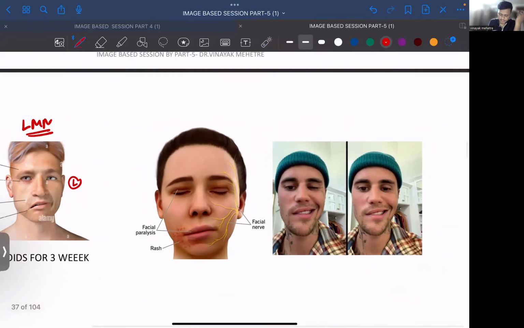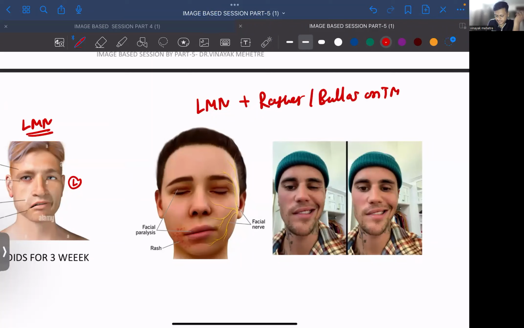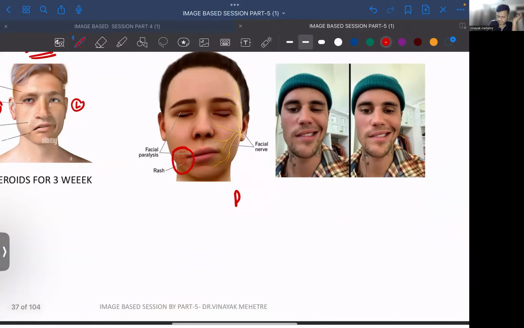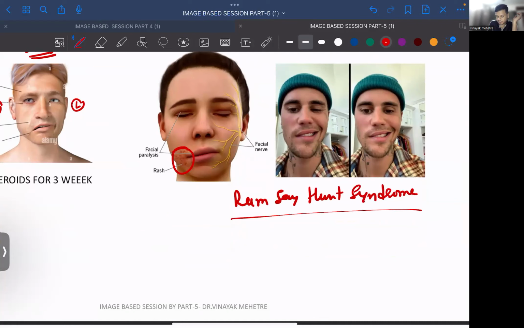Now, if the patient presents with lower motor neuron lesion plus rashes, or bullae on the tympanic membrane, rashes on the cheek, the answer changes. The answer is no more Bell's palsy. It is Ramsay Hunt syndrome.